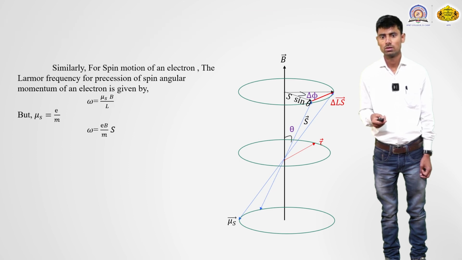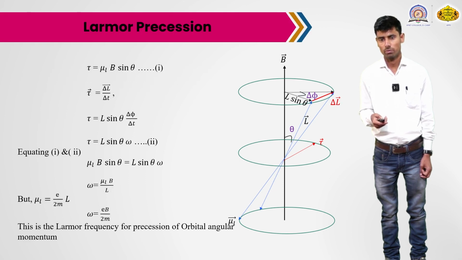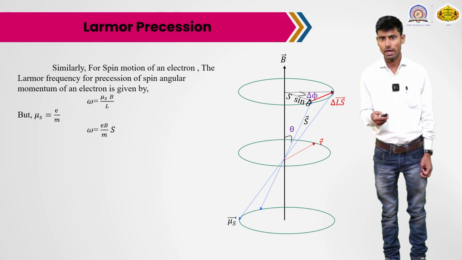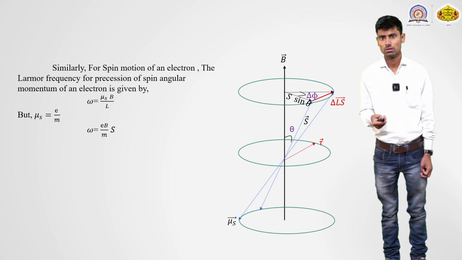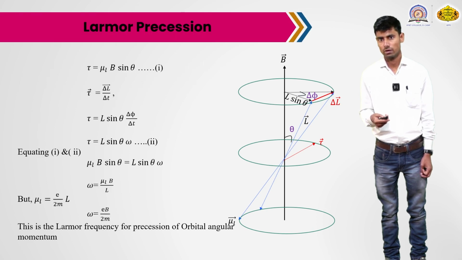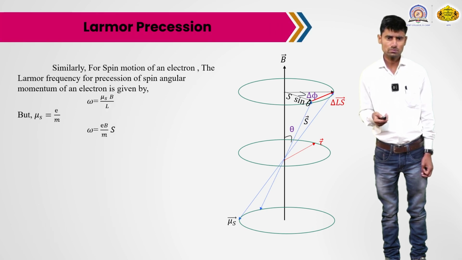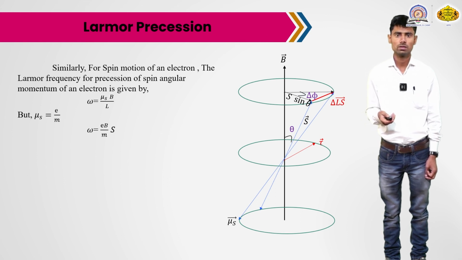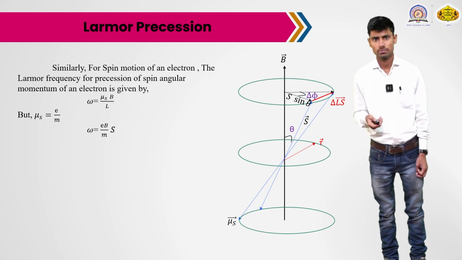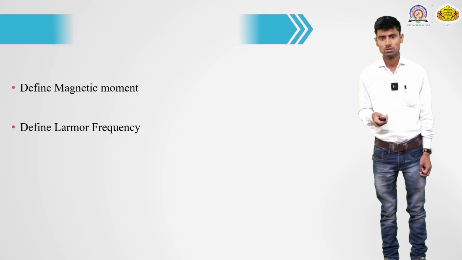So for the orbital angular momentum vector, it is eB by 2m, and for the spin angular momentum vector, it is eB by m. So you can observe that the Larmor frequency for the spin angular momentum vector is double that of the orbital angular momentum vector. Okay, so this is a fundamental required for the spin orbit interaction.